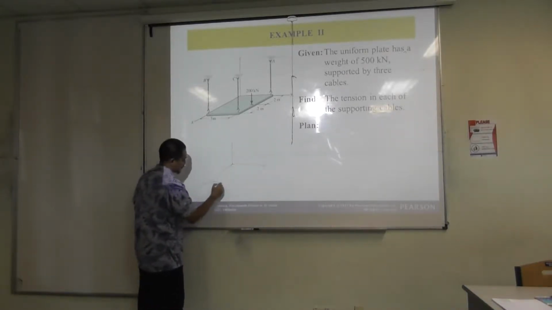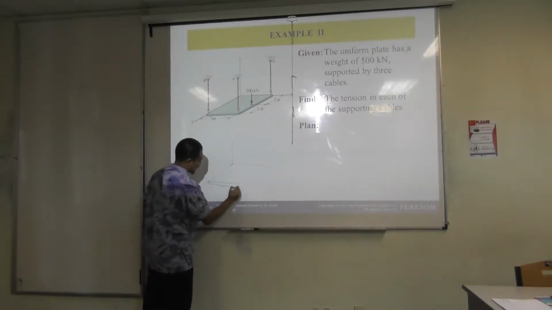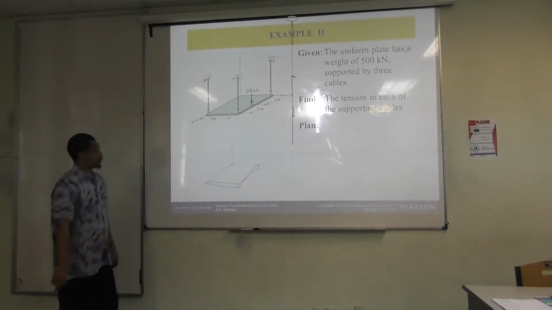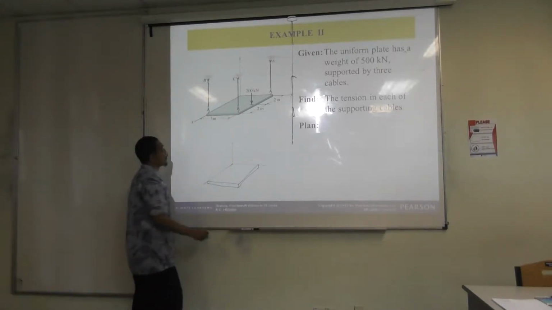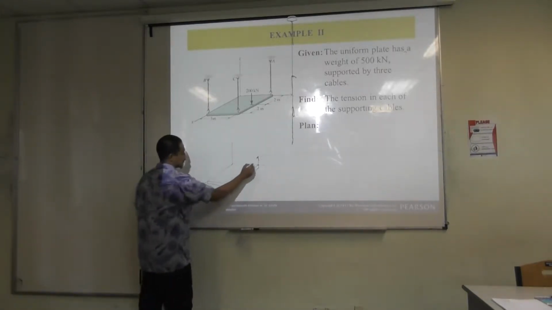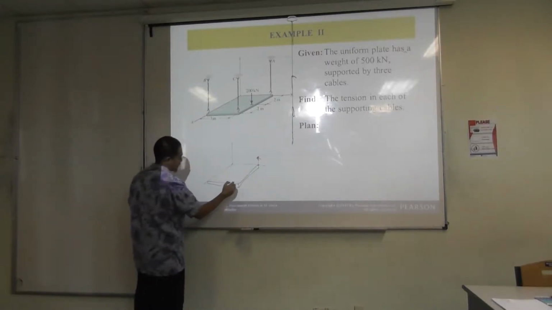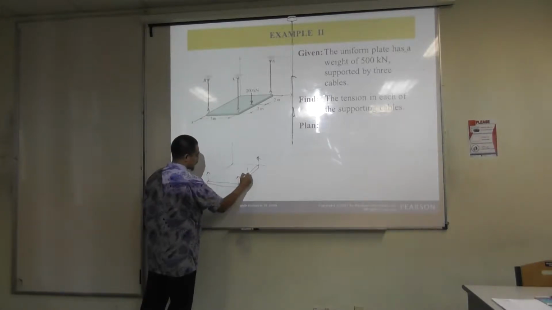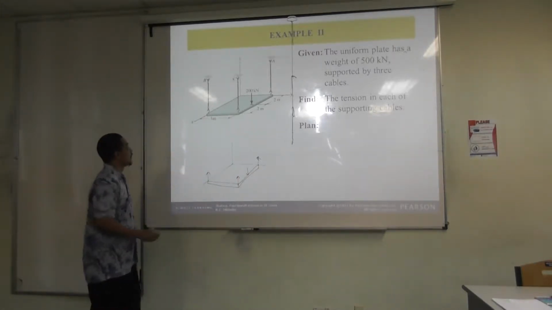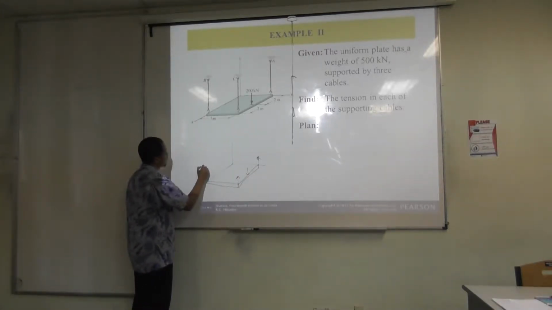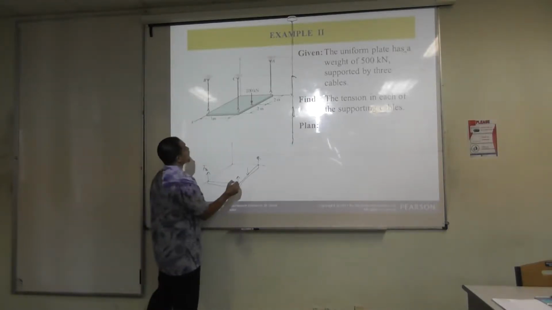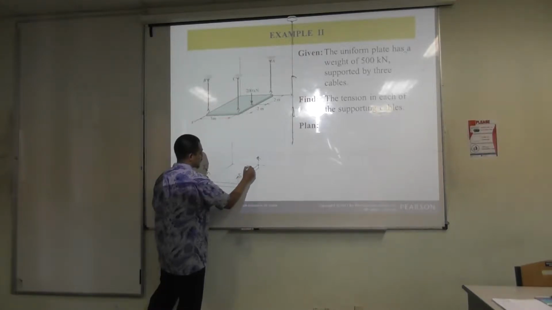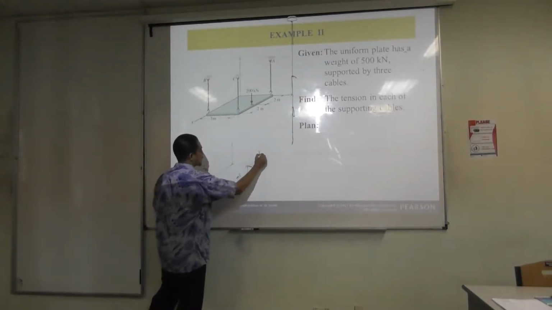We have the plate here, something like that, and we'll have the tension here, tension here. Have force going down here. Let's see, this is FB. Let's see, 200 kilonewton.